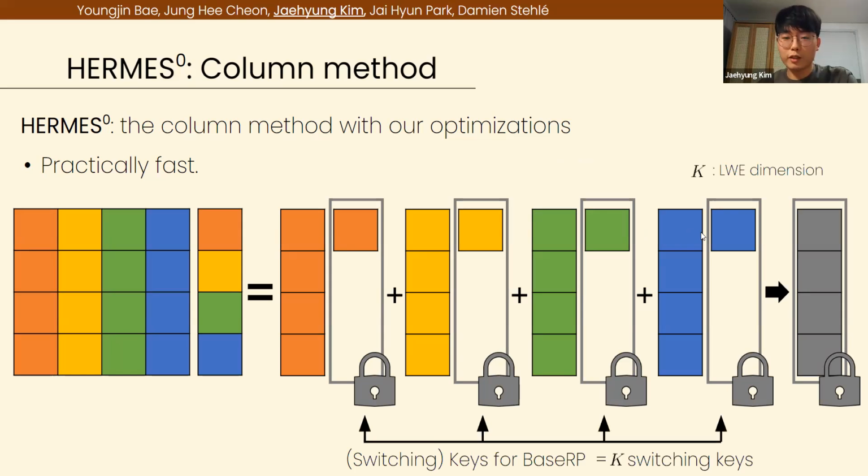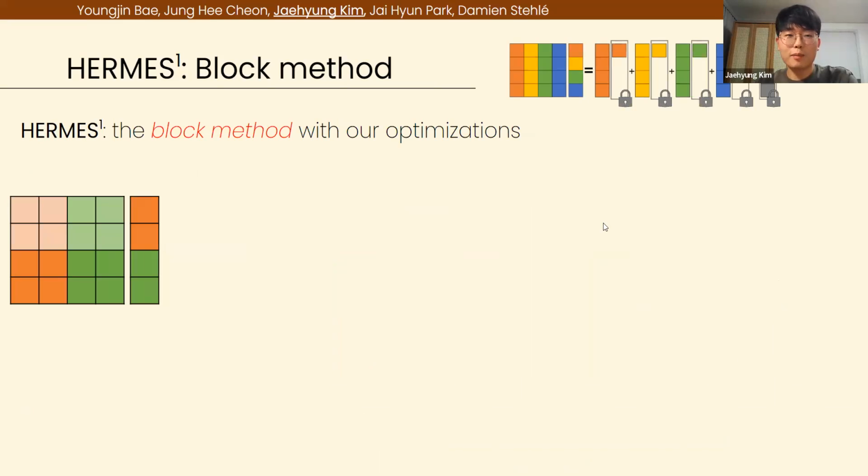But here we need K switching keys for this ring packing method, where K is the LWE dimension. The problem is that the LWE dimension is typically large, like several thousand. So the problem of the optimized column method is that the key size is still too large. Our method, Hermes1, called the block method, with our optimizations, aims to solve this memory issue of the optimized column method.